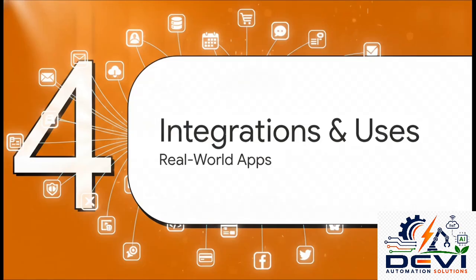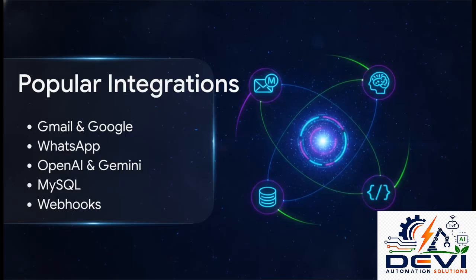Section 4. Integrations and real-world uses. Now, this is where things get genuinely exciting, because a workflow automation tool is really only as powerful as the apps and services it can actually talk to. Just look at these popular integrations. n8n seamlessly connects with Gmail and your whole Google Workspace. It hooks right into your daily communication apps like Telegram, WhatsApp, Slack, and Discord.